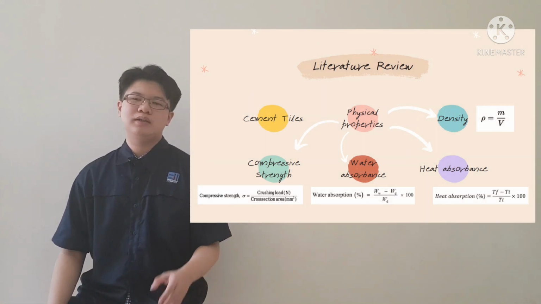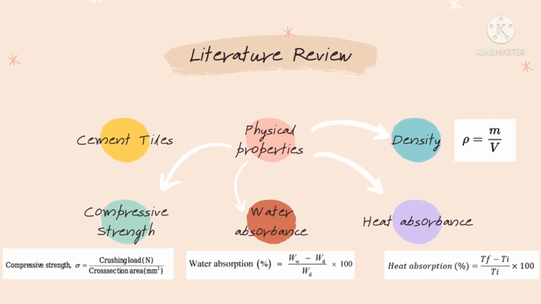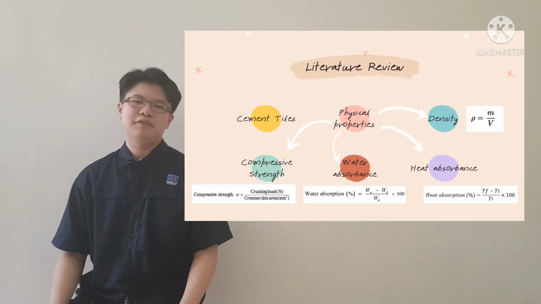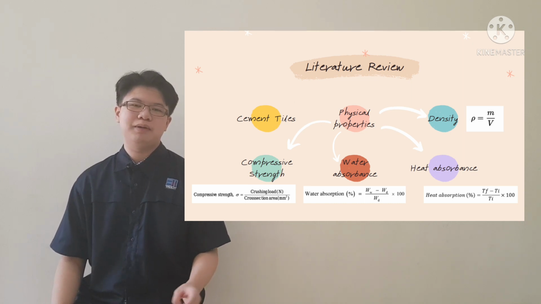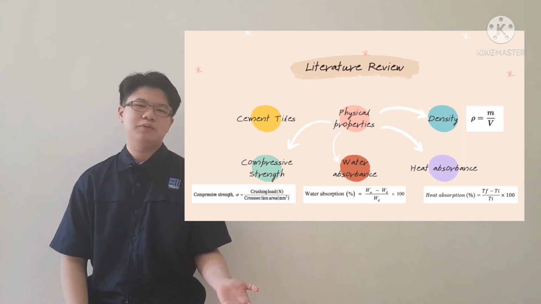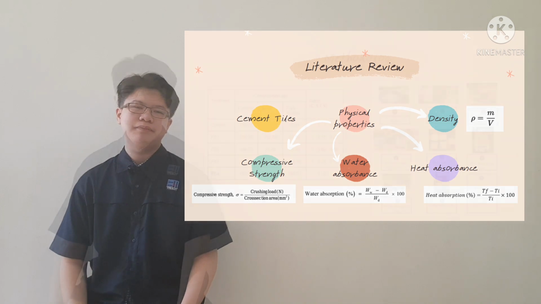Well, cement tiles are tiles that are made of cement and usually other aggregates and water. The physical properties that will be investigated in this experiment are as follows. Density, which is the mass of a certain unit of volume. Compressive strength, which is the force needed to break something in a certain unit of area. Heat and water absorption is the amount of heat or water absorbed in a certain amount of time. You can see the equations in the slide next to me.